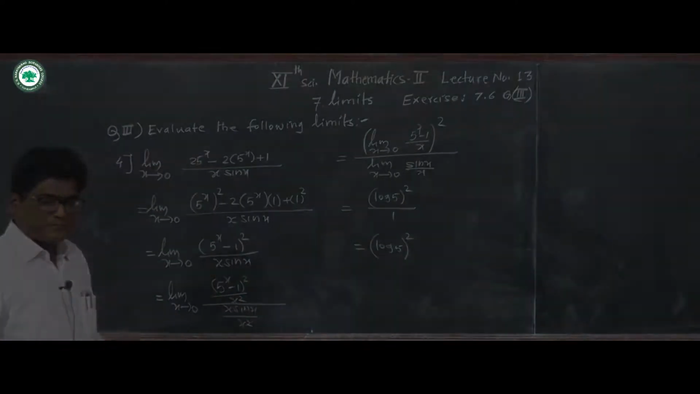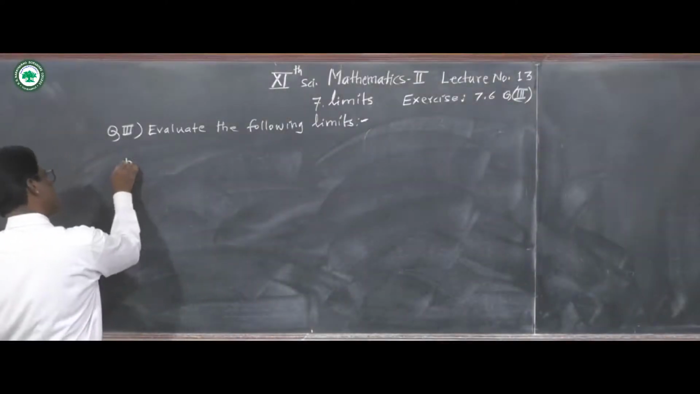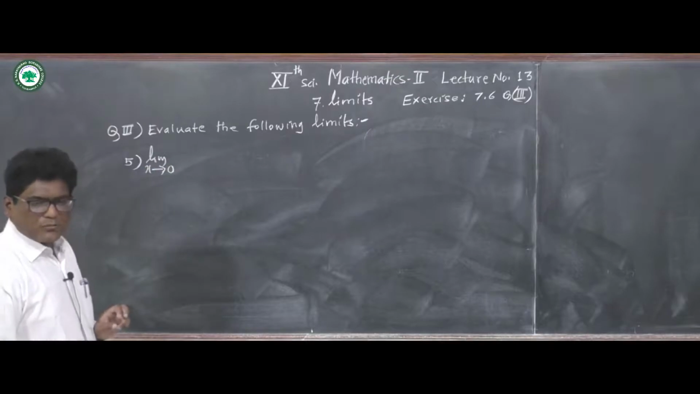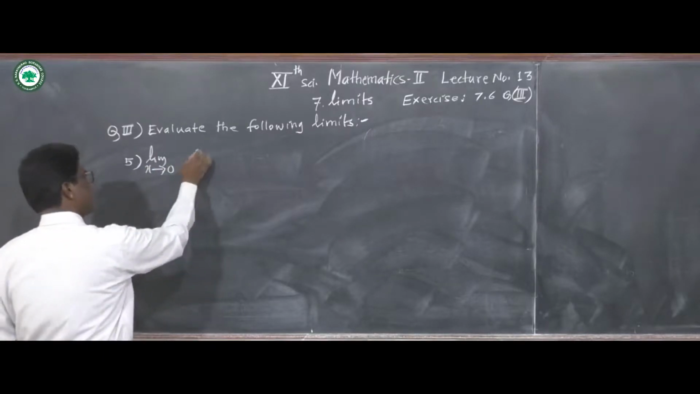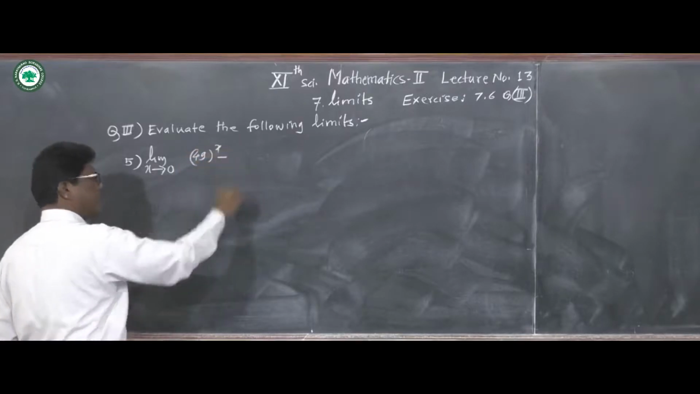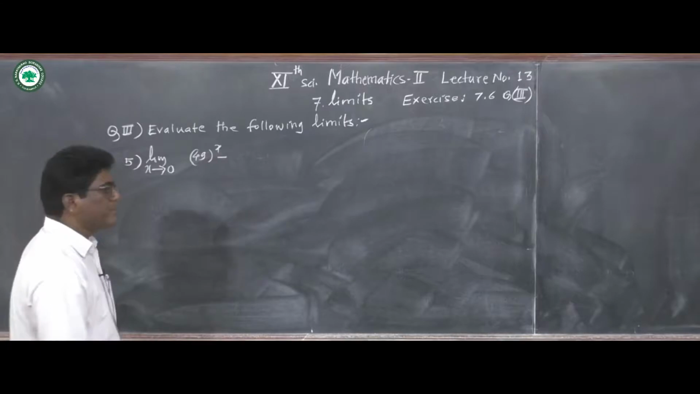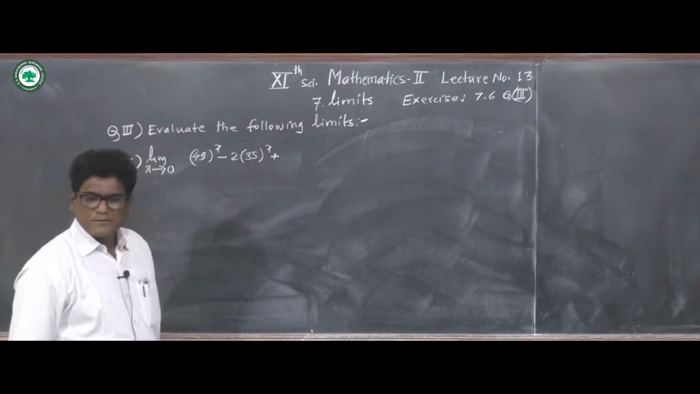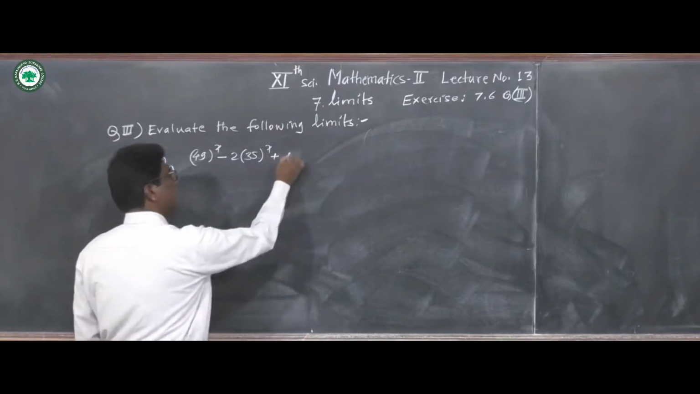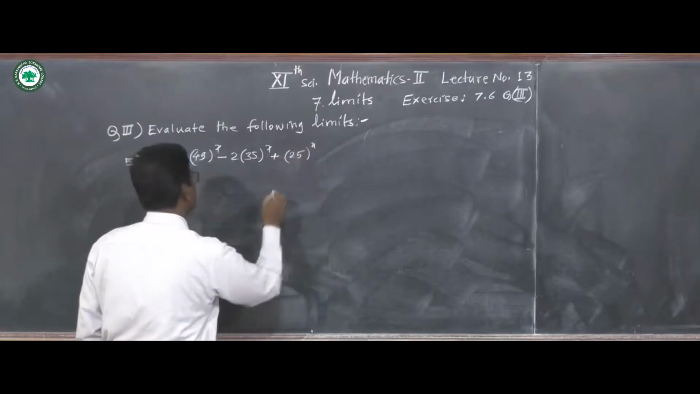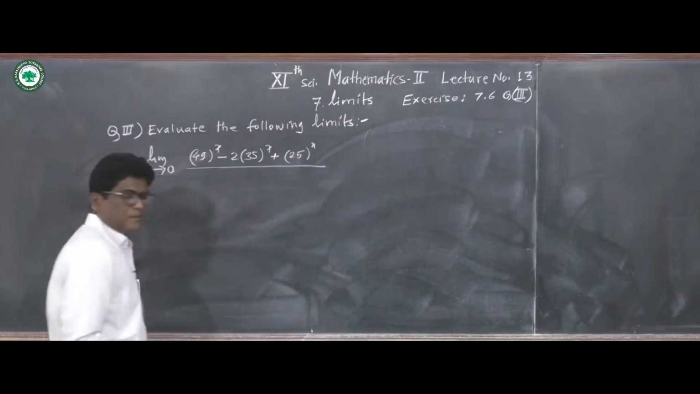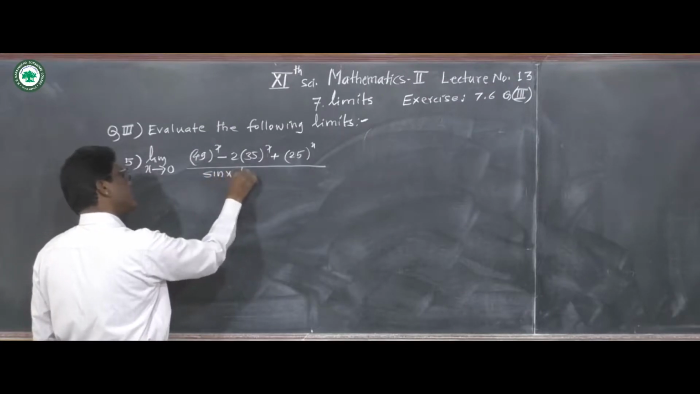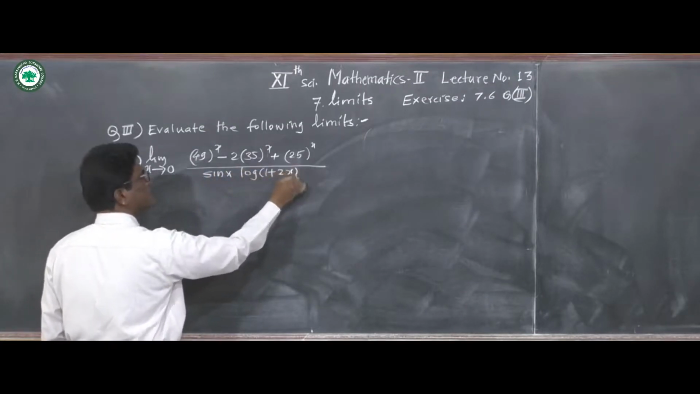Now the fifth problem: limit x tends to 0 of (49 to the power x minus 2 into 35 to the power x plus 25 to the power x) divided by sin x into log of 1 plus 2x. This is the given problem.